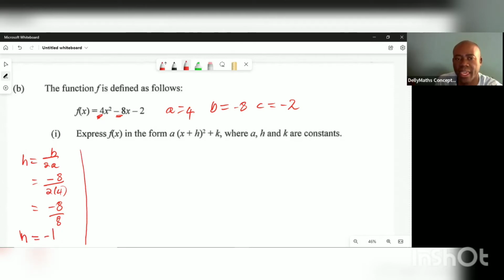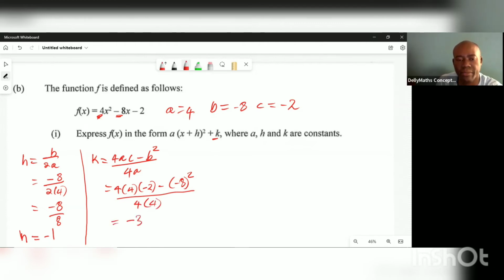Now let's find the other value here for k. k is equal to 4ac minus b squared, all over 4a. So we're looking at 4 times a, which is 4, times c, which is negative 2, minus b squared, which is negative 8 squared, and all of this must be over 4 times a, so it's 4 times 4. All right, let's take this further. 4 times 4 is 16, times negative 2, that's negative 32. And this is negative 64 over 16.